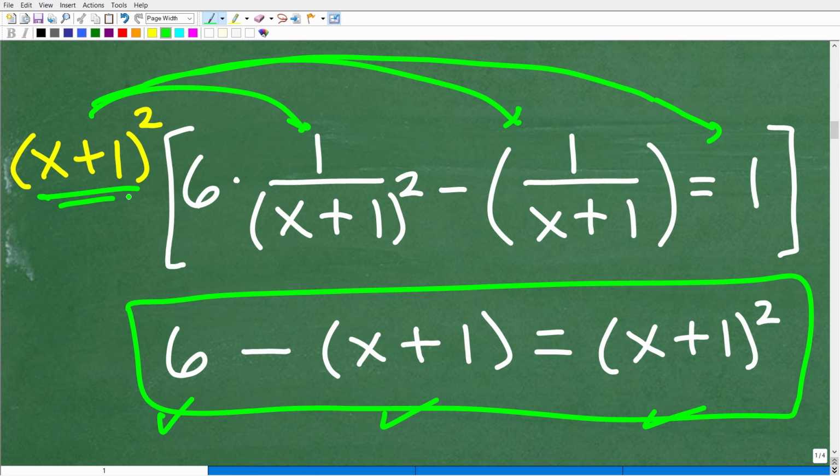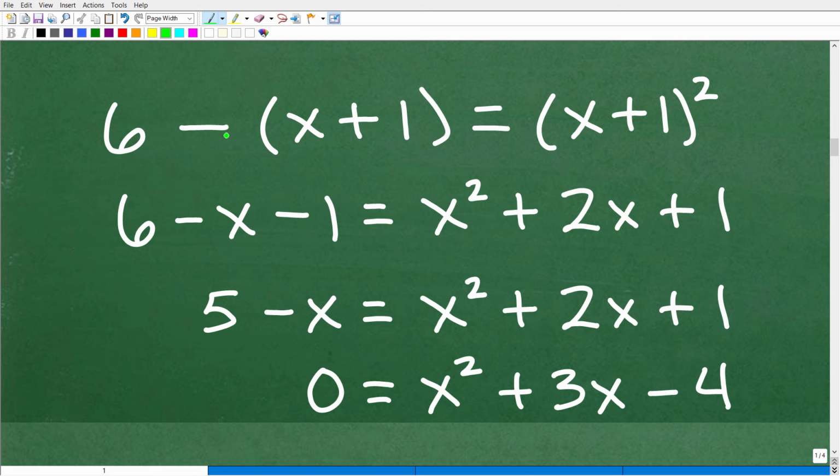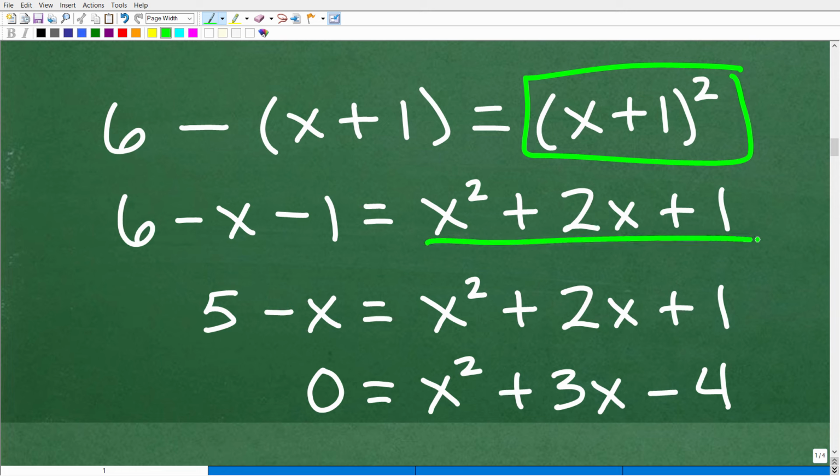But anyways, let's go ahead and now take the next step, which is to start cleaning up this equation. All right, so here is 6 minus parentheses x plus 1, parentheses, is equal to x plus 1 squared. Let's start over here. X plus 1 squared is x plus 1 times x plus 1. If you're up to speed on your binomial multiplication, polynomial multiplication, or FOIL method, this is equal to x squared plus 2x plus 1.